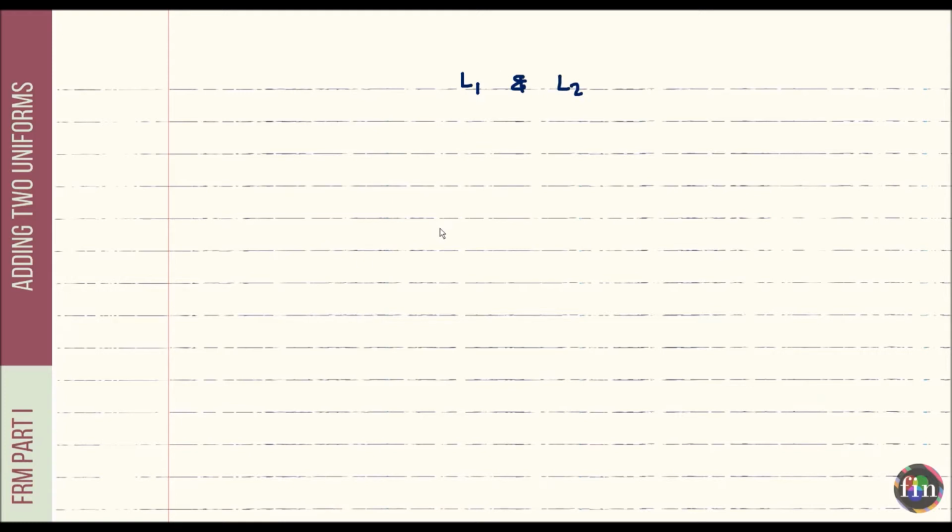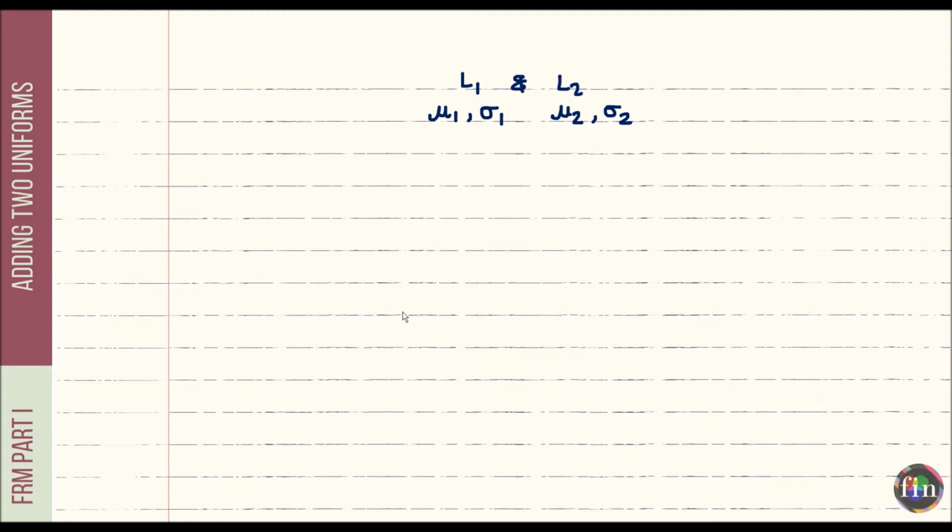For simplicity, I'll assume that these two variables are uncorrelated. Let's even go stronger. Let's say they are independent. Now, you have L1, you have L2. Let's assume that the mean of L1 is mu1, the standard deviation of L1 is sigma 1. The mean of L2 is mu2, standard deviation sigma 2.